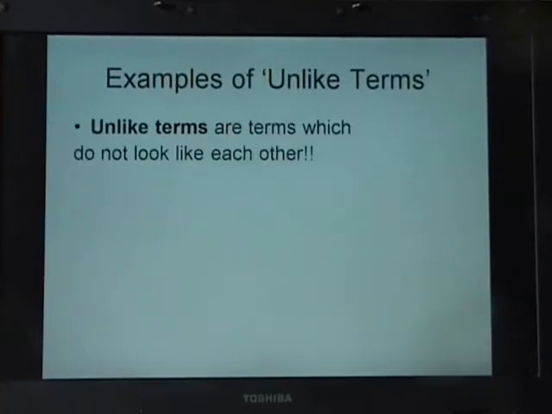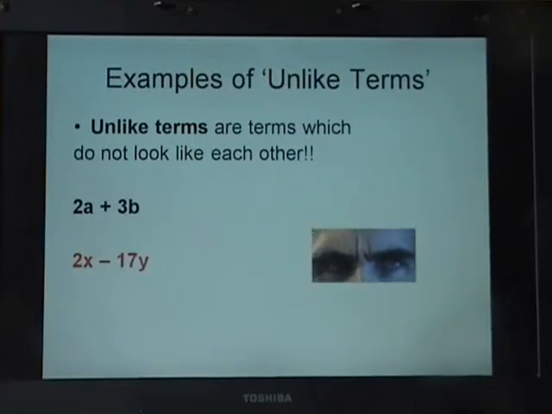So unlike terms are terms which do not look like each other, such as 2a plus 3b. So we've got an algebraic expression there consisting of 2 terms. The first term is 2a, second term is 3b. The expression says add them together, but I can go no further. I can't combine them in any way. 2x minus 17y, they're not like terms. 3m plus 2n minus 6p, they're not like terms.